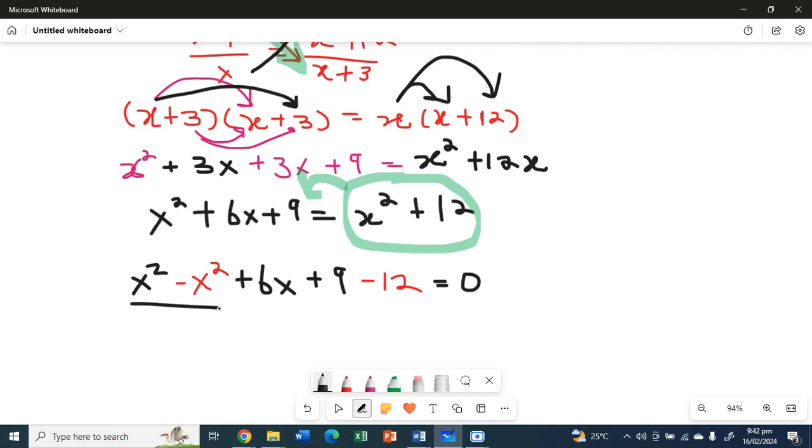X squared minus x squared. Okay, yeah, it was a 12x here. Thank you, sir, for that. Yes, 6x minus 12x plus 9.